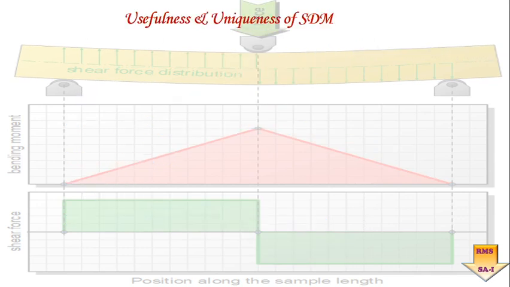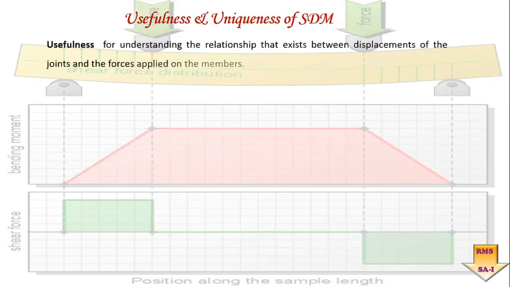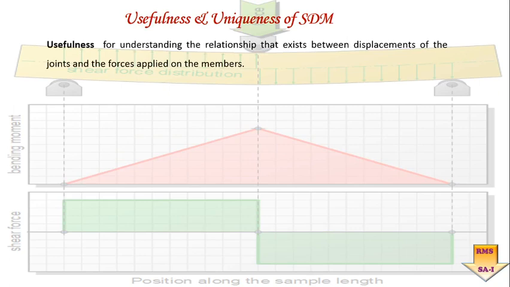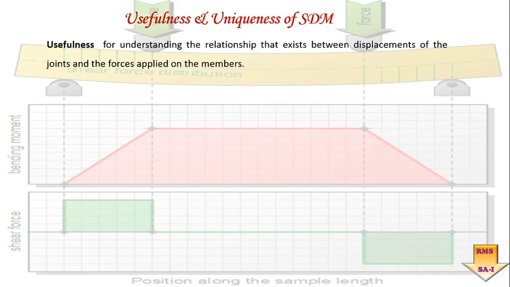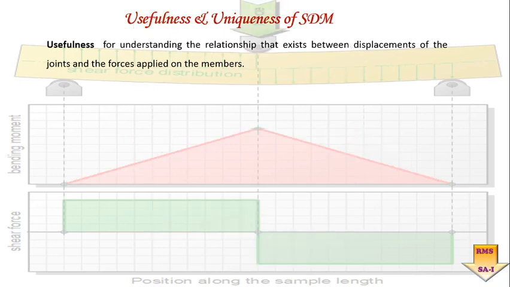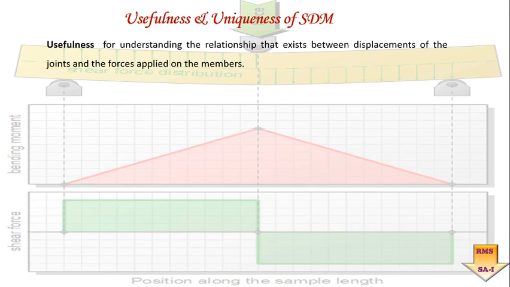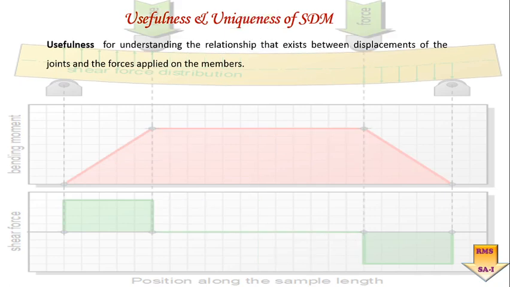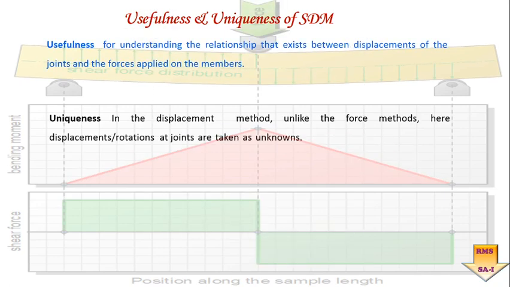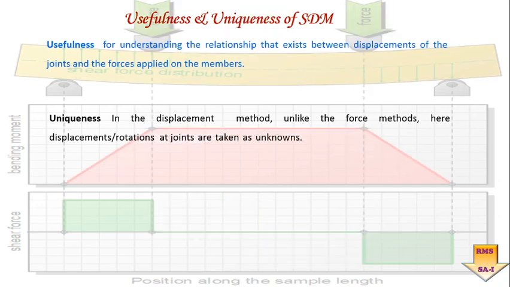Moving ahead, let us see the uniqueness and the usefulness of this particular slope deflection method. As far as the usefulness is concerned, here we are going to understand the relationship that exists between the displacements of the joint and the forces applied on that particular member. So displacements occur due to the applied forces on the members. So we have to establish the relationship between these two, that is the displacements and the forces applied on that particular member.